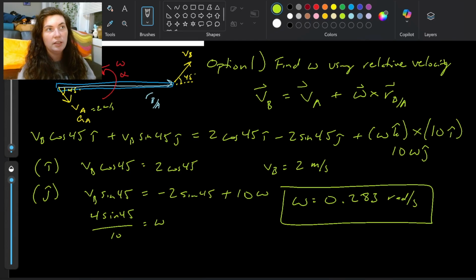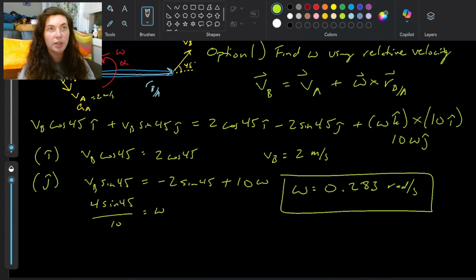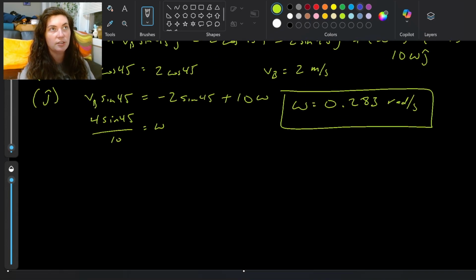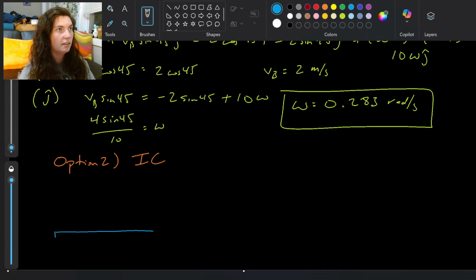But just to show you that this isn't the only way to do this, we could also have done this by instantaneous centers of zero velocity, just as another example. So option 2, and you don't have to do both of these, you only need to do one of them. Option 2 is to use instantaneous centers of zero velocity, as we've discussed in our last couple of videos, where we have this rod AB.